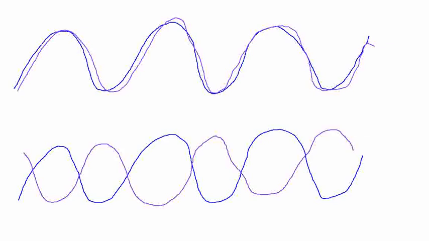So again, the first situation is an example of constructive interference, and the bottom is an example of destructive interference.